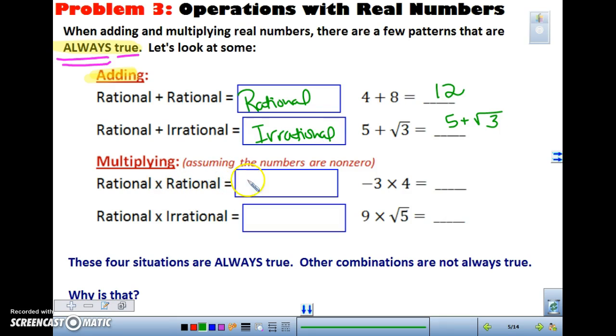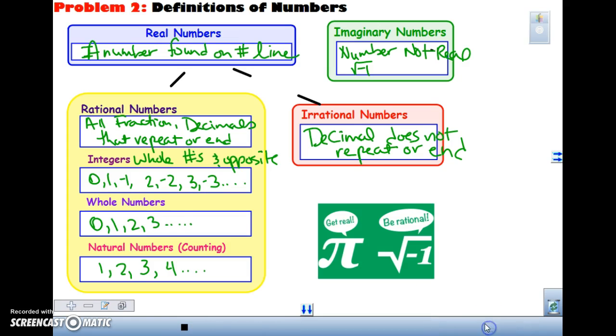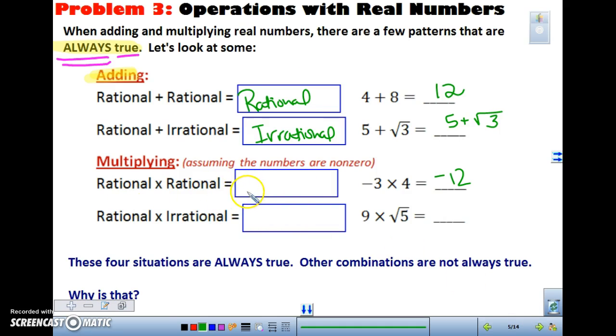When you multiply, if we don't have 0, if I take -3 times 4, two rational numbers, I get -12. That is still rational. And again, if you're not sure, you can look at this table in your notes. Rational is all of these categories. It's fractions and decimals that repeat. It's the integers, whole numbers, and natural numbers. So when we look at this, it should be equal to a rational number.